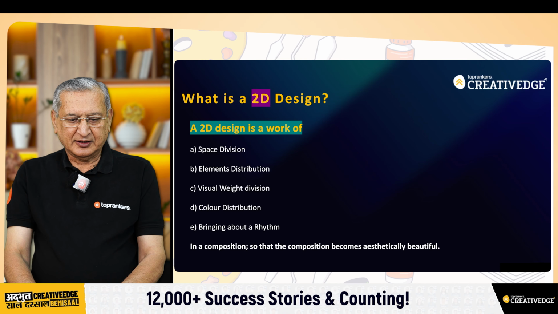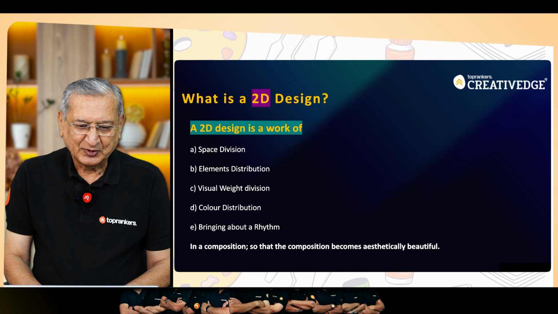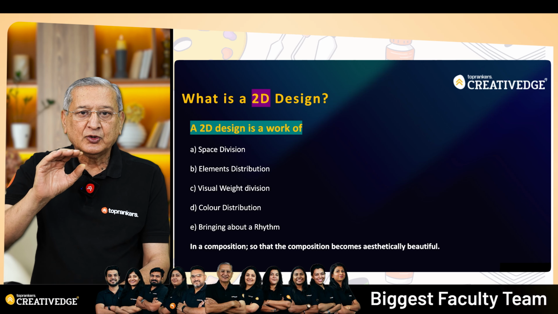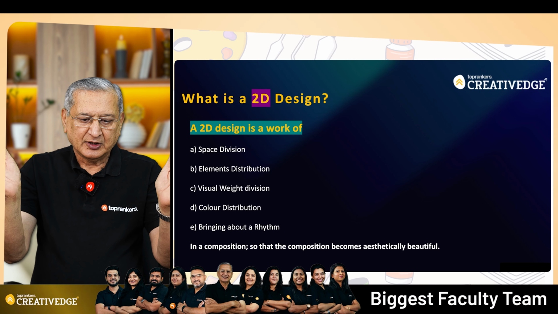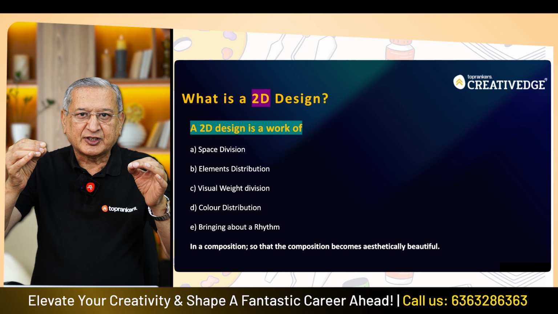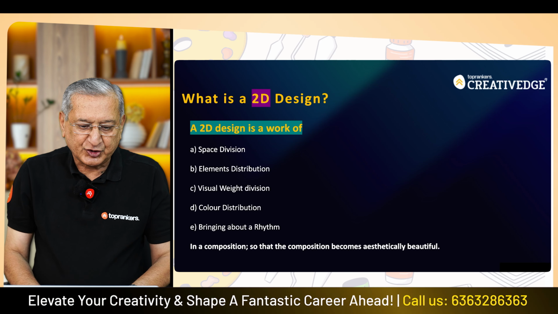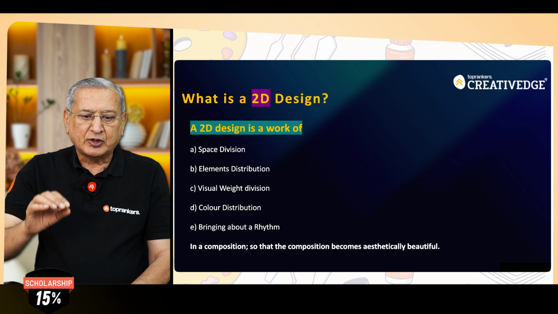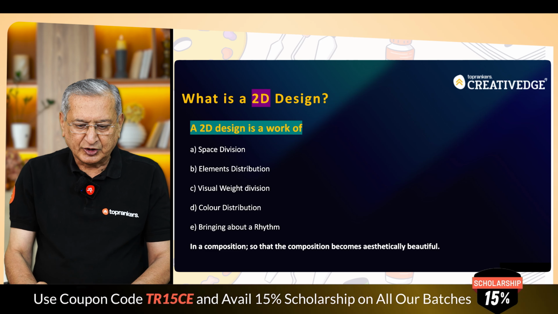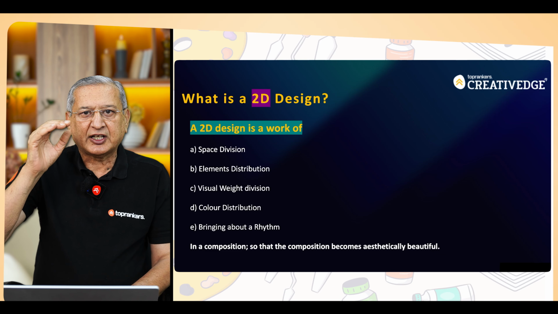What is a 2D design? A 2D design is a work of space division, element distribution, visual weight division, color distribution, bringing about a rhythm in a composition. So the composition becomes aesthetically beautiful.